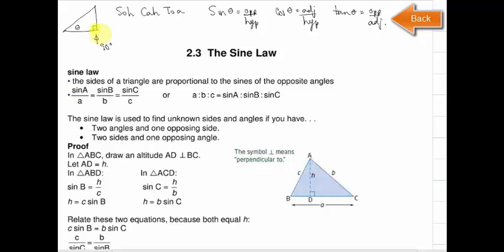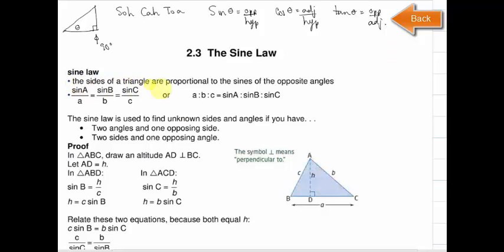Well, what happens if you don't have a right triangle? Because SOHCAHTOA doesn't work on triangles that are not right triangles. Well, that's where the sine law comes in, and then for section 2.4, the cosine law. So you would use the sine law and the cosine law to work with triangles that are not right triangles. Okay, so the sine law then.